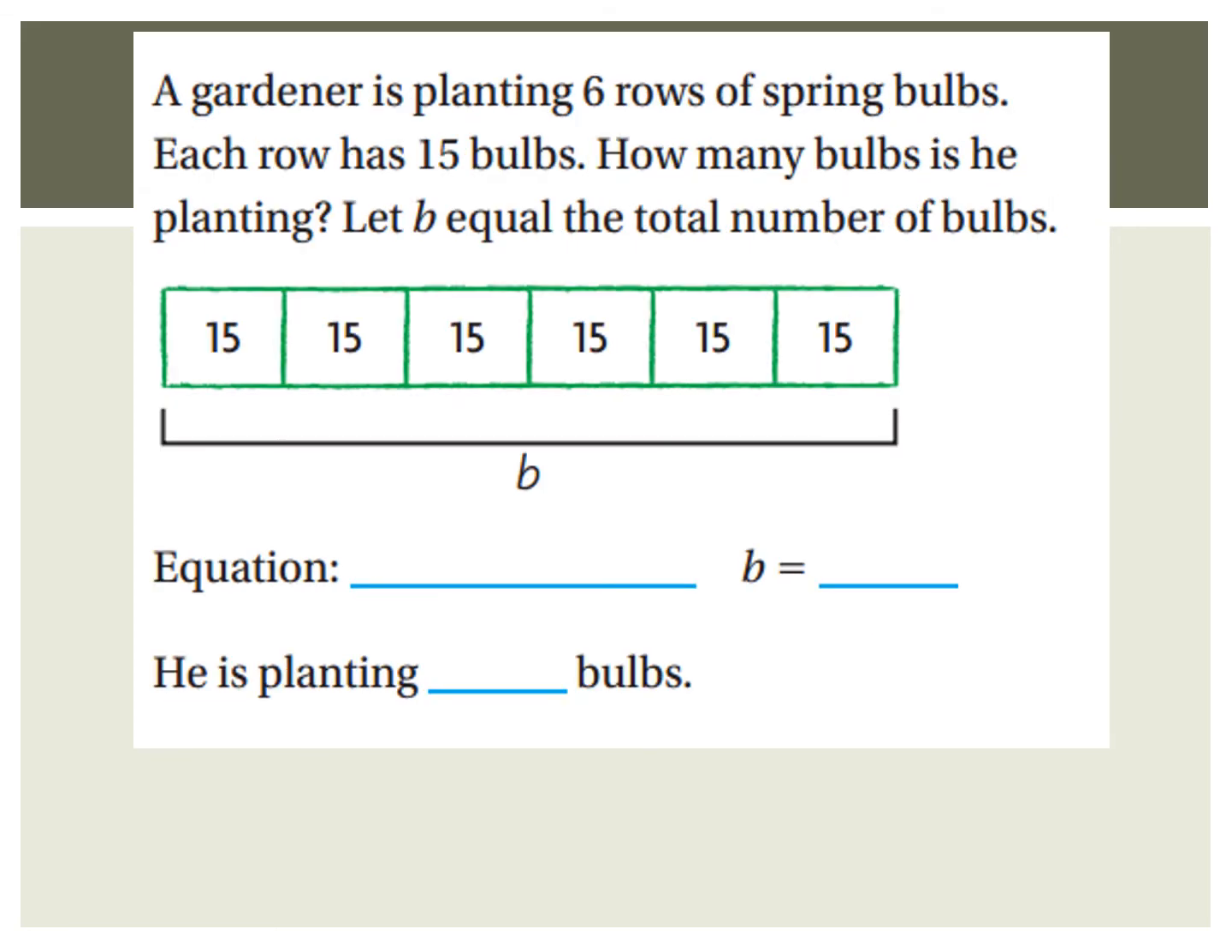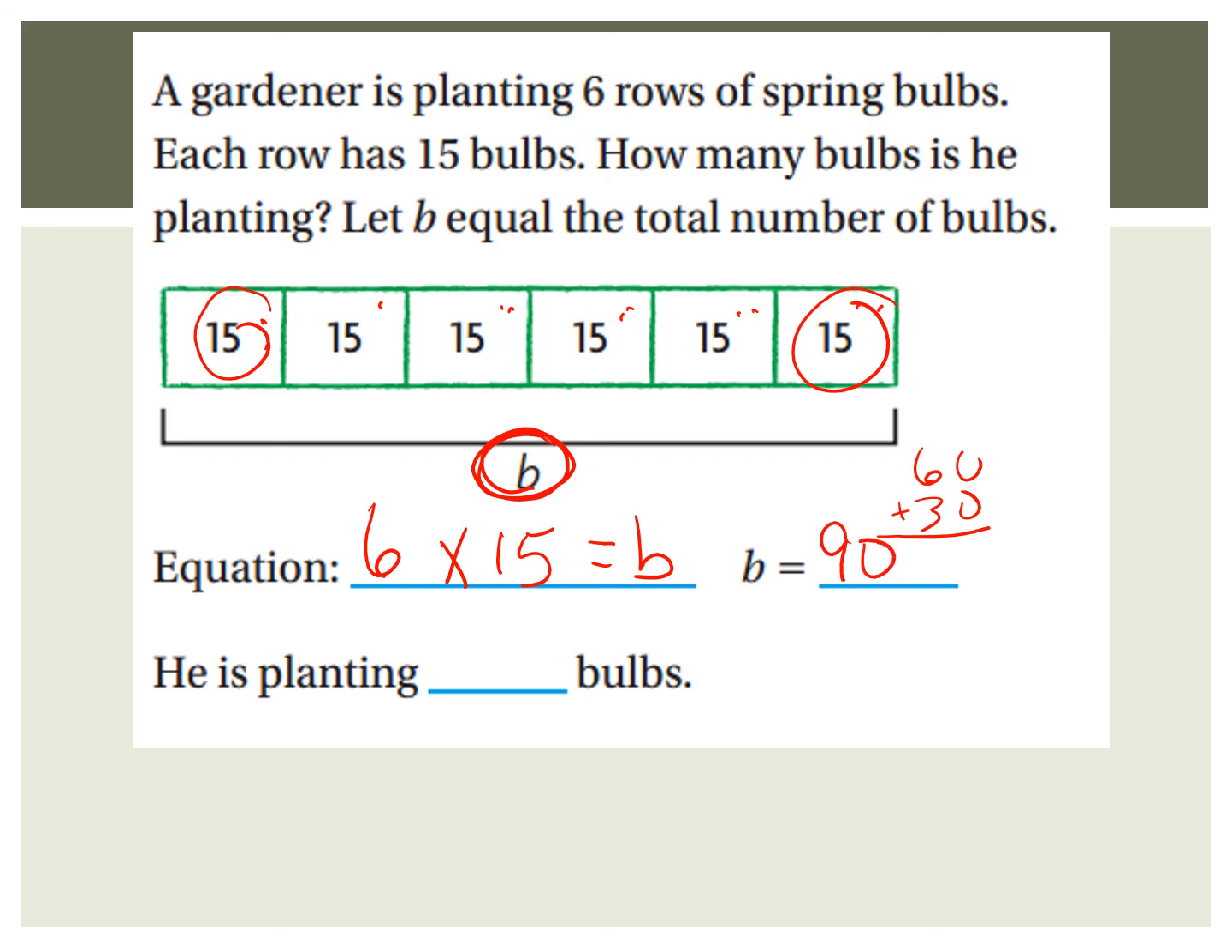Okay, let's try another one. This time, I don't know the total, but I do know how many pieces, and I know how much is on each piece. So here, instead of division, we'll take 1, 2, 3, 4, 5, 6 strips times 15 on each strip will equal B. 6 times 10 is 60. 6 times 5 is 30. Put them together and I get 90. So he is planting 90 bulbs.